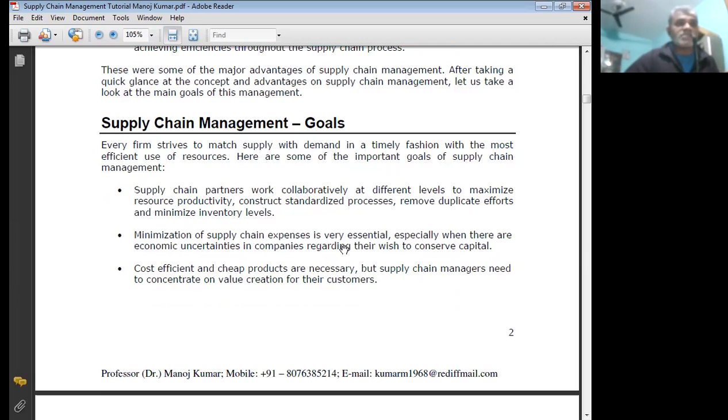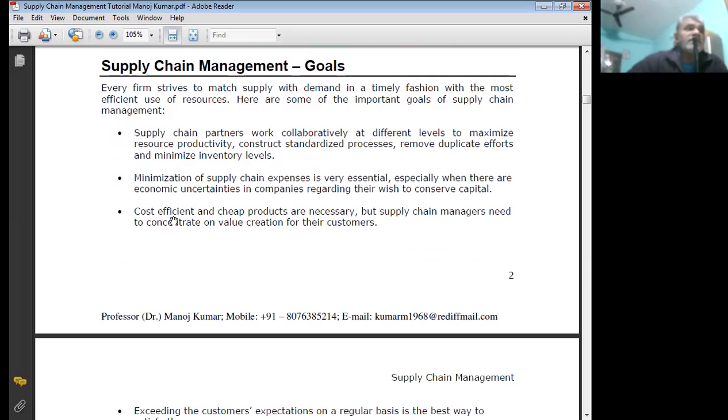Minimization of supply chain expenses is very essential. Supply chain expenses are to be minimized, especially when there is economic uncertainty in the company regarding their wish to conserve capital. Cost efficient and cheap products are necessary.